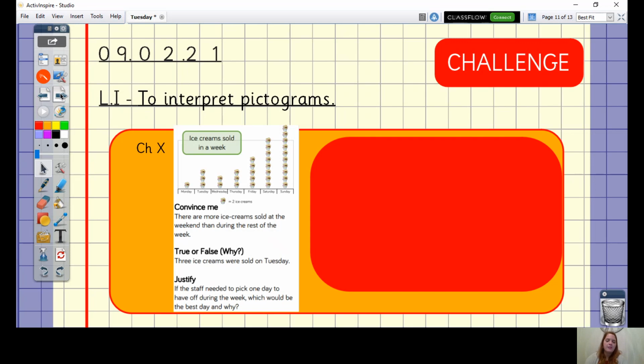Then the next statement is you need to decide whether this is true or false. So 3 ice creams were sold on Tuesday. Is that true or is that false? And finally, a justify. If the staff needed to pick one day to have off during the week, which would be the best day and why? So out of all of those days of the week, which day would be the best one to have off and why? So you need to justify that one to me. So 3 parts: convince me, true or false, and then a justify.